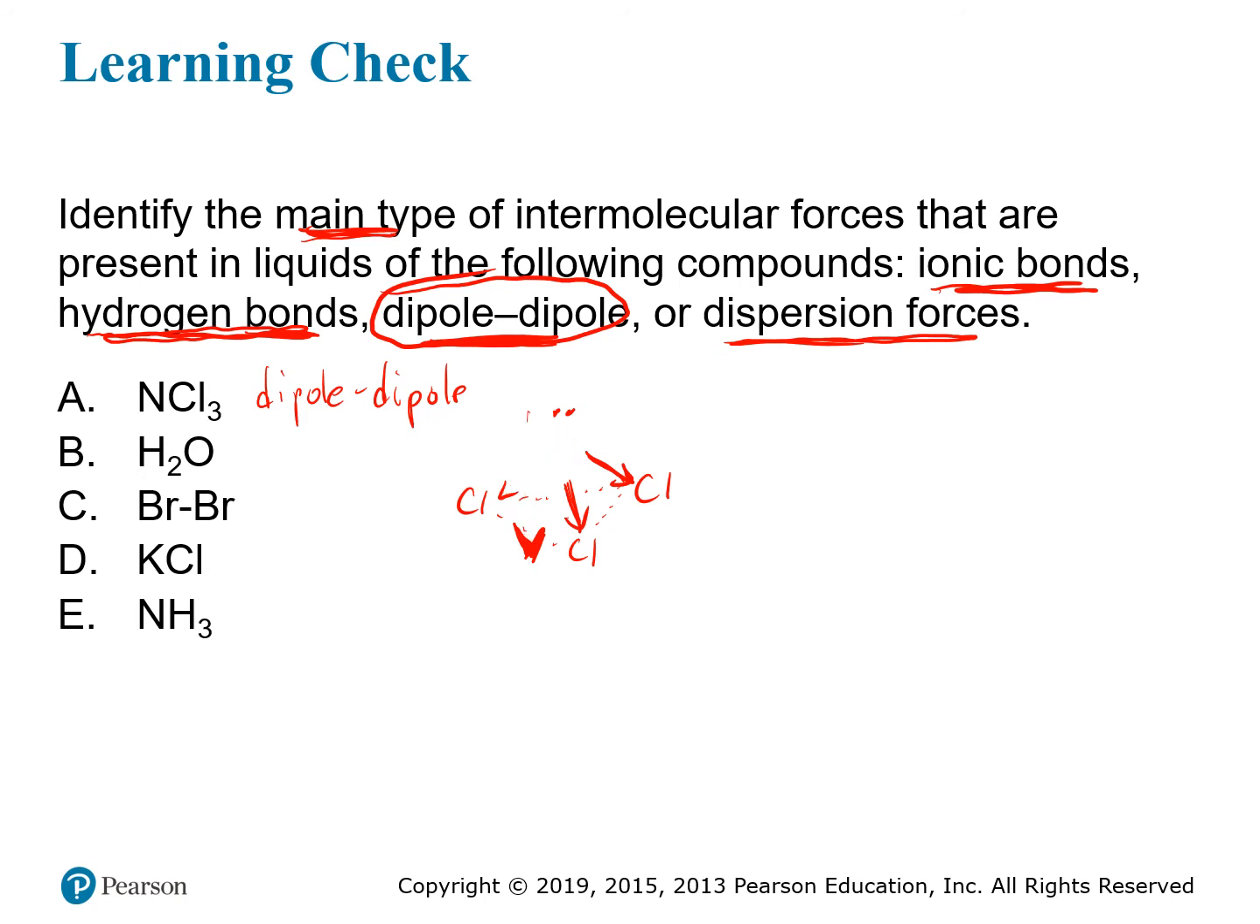The next one is water, H2O. Okay, water is a covalent compound, so we don't have to worry about ionic bonds, right? It's clearly not going to undergo ionic bonding. But hydrogen bonds, well, maybe it has hydrogens in it, so we have to take a look at the structure and see if it might be able to undergo hydrogen bonding.